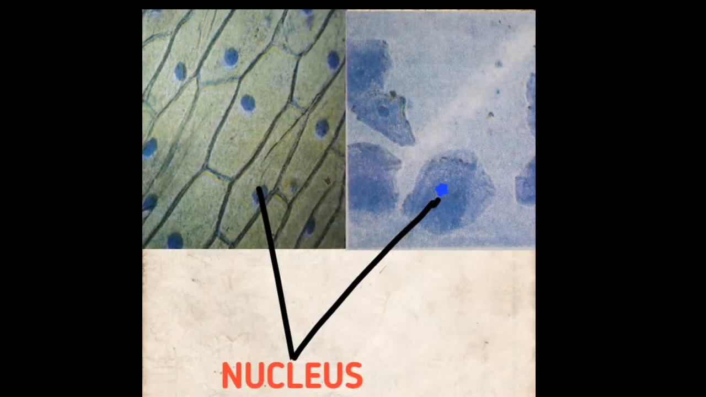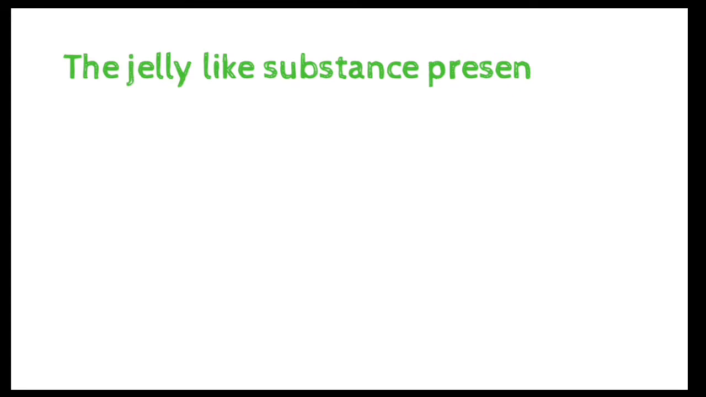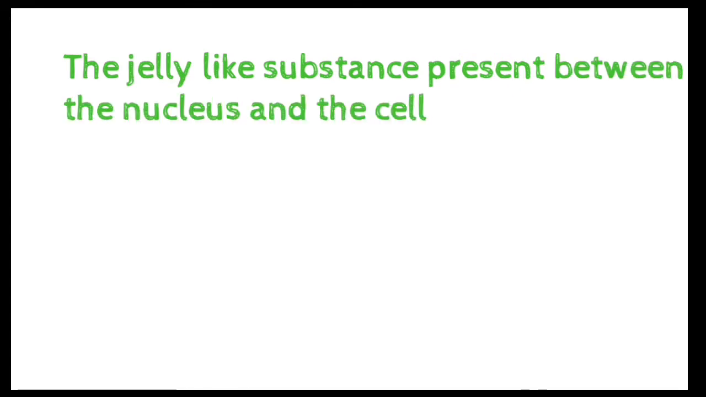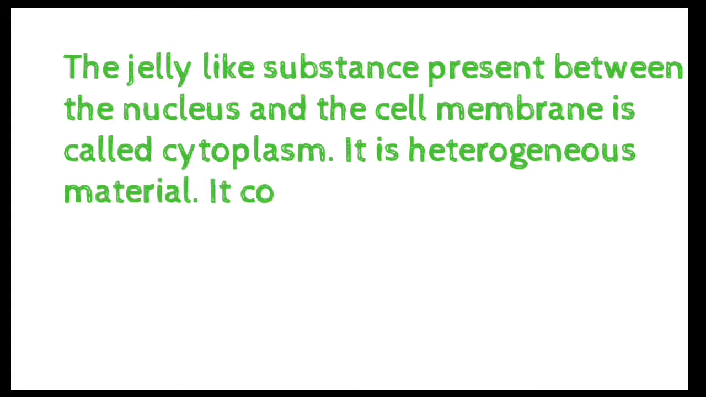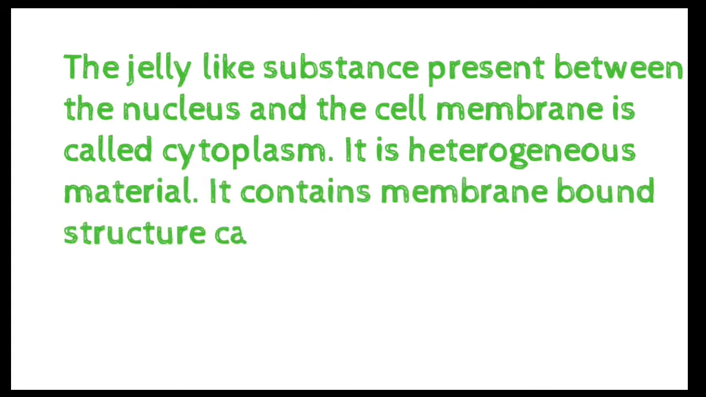Nucleus. In both the cells, you can find a dense round body called the nucleus. In cheek cells, the nucleus is present more or less at the center of the cell, whereas in onion cells, it is not in the center. The jelly-like substance between the nucleus and the cell membrane is called cytoplasm. It is a heterogeneous material. It contains membrane-bound structures called cell organelles.